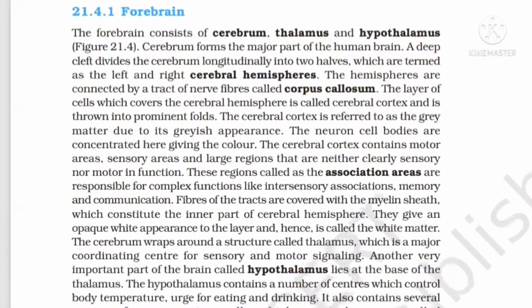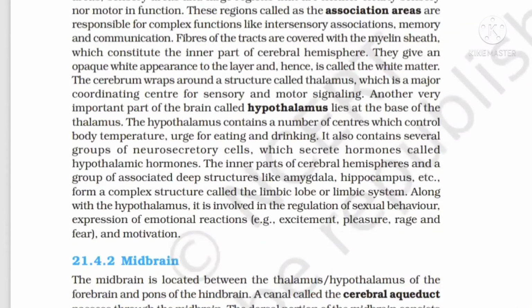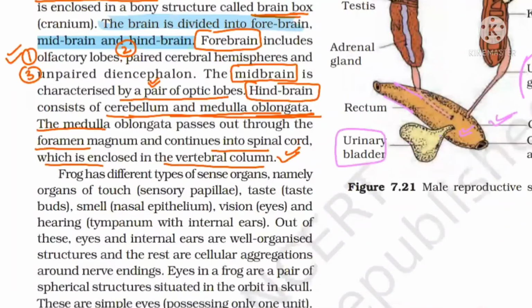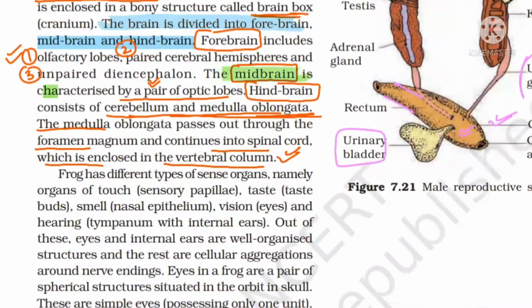Now, one minute. See here, in human, what they are telling: cerebrum, thalamus, and hypothalamus. These are part of the diencephalon. And what is the midbrain including here? It actually consists of four round swellings known as corpora quadrigemina. And in the case of the frog, what does the midbrain include? A pair of optic lobes. So we have to remember the questions this way, beta.